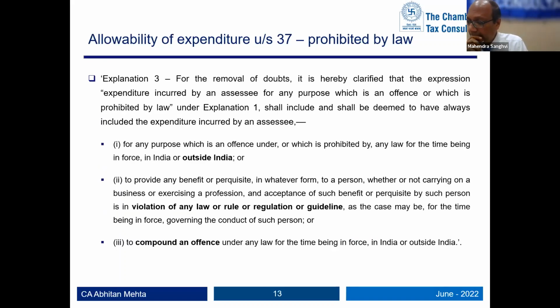Coming to the second clause. Second clause is on violation of any rule or regulation or guideline. So if you provide a benefit or perquisite to a person, whether he is in business or not, which violates a rule or a guideline applicable to that person. Again, why did this come in? This is because of freebies.